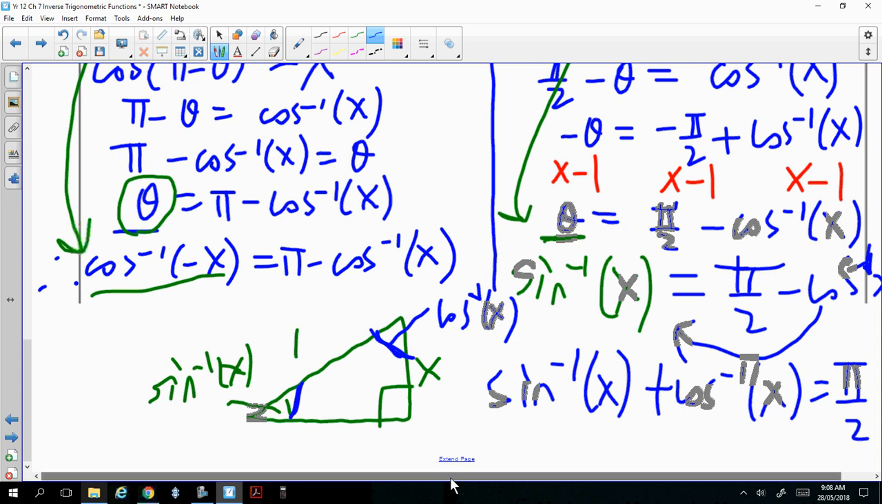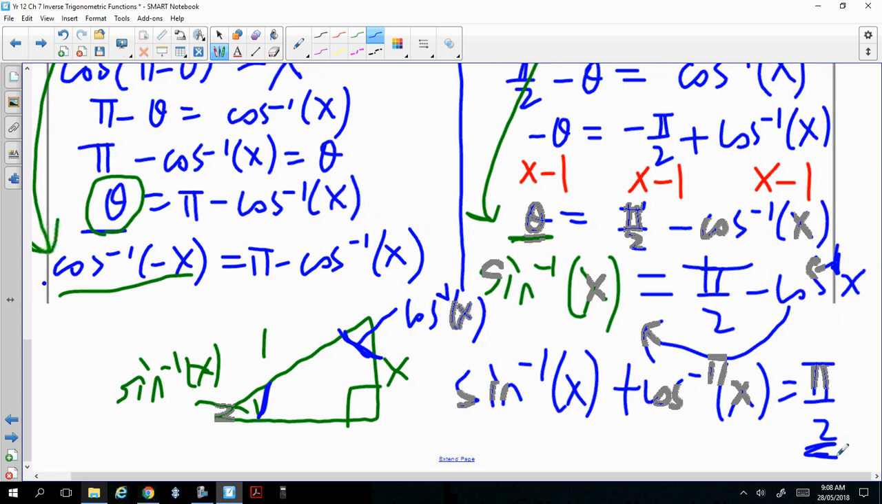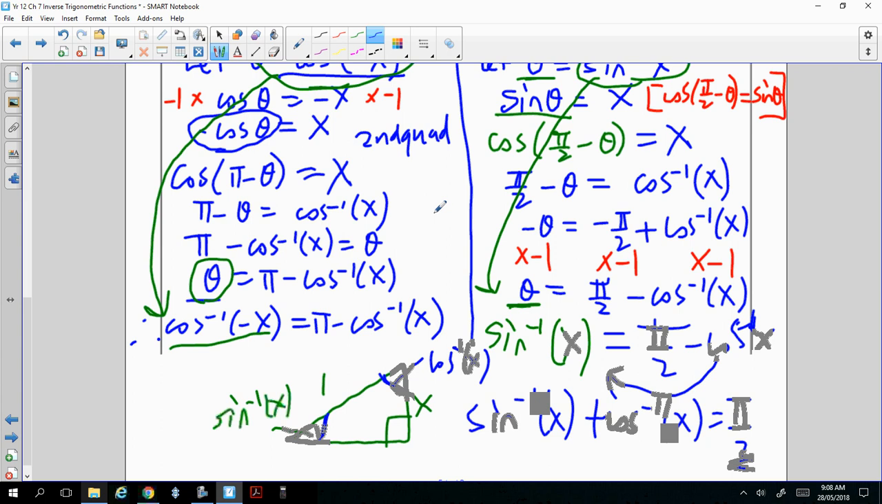So that's a graphical way of understanding why they add up to 90. Because this sine inverse of x refers to this angle. Cos inverse of x with the same x refers to the other angle. They must add up to 90 degrees. Okay. All right. After we do this, then we're going to differentiate sine and cos.